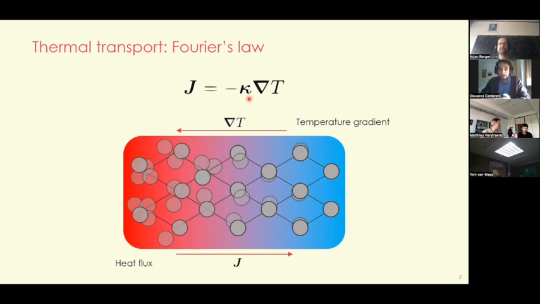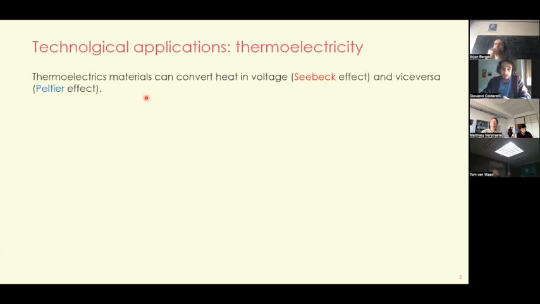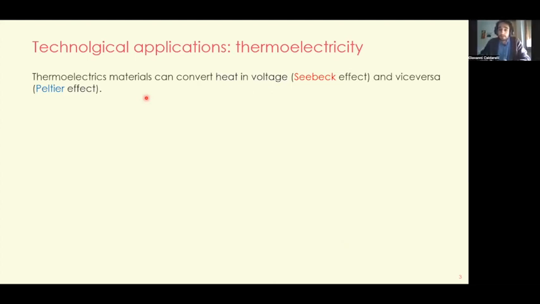And the classes of materials that we're interested in are the materials that show ultra-low values of thermal conductivity, so good thermal insulators. And the main motivation behind this is the technological application for these materials. And one of the most interesting to me is the field of thermoelectricity. So thermoelectric materials are materials that can convert heat into voltage via the Seebeck effect, or vice versa, can convert a voltage difference into a temperature difference.